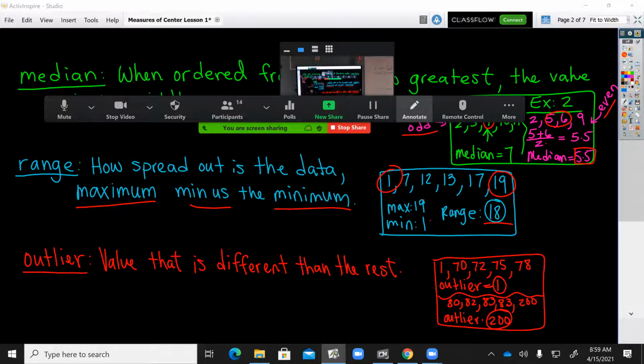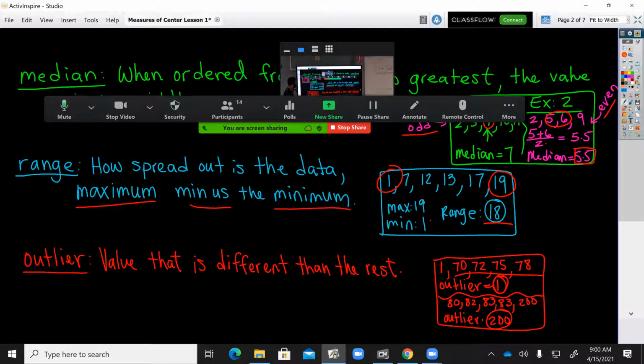Now here in red, we have outlier. Outlier, the word kind of explains it. Outlier is a value that lies outside of the rest, which means it's very different from the rest. So just find the value that looks very different from the other values, and that will be your outlier. It lies outside the average of the data set. So here, all the numbers here are in the 70s, and then you have a number 1 at the beginning. So in this case, your outlier is 1 because it's very different from the rest.